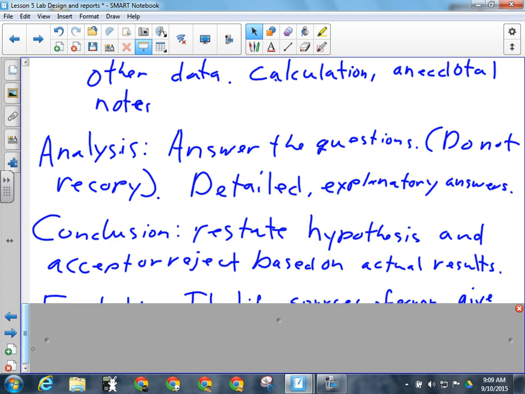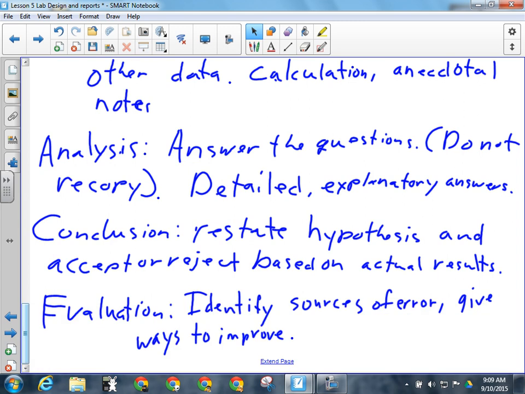All right, and then the last thing we have is the evaluation. What we do in the evaluation is we identify any sources of error and we give ways to improve them. So if we were going to perform a similar lab, where we modified something, we would say, here's what we're doing. This didn't work well in a previous lab, so we're changing it to this. In this part you would say, I had an issue with this part of the lab. It may have interfered with the results in this way.